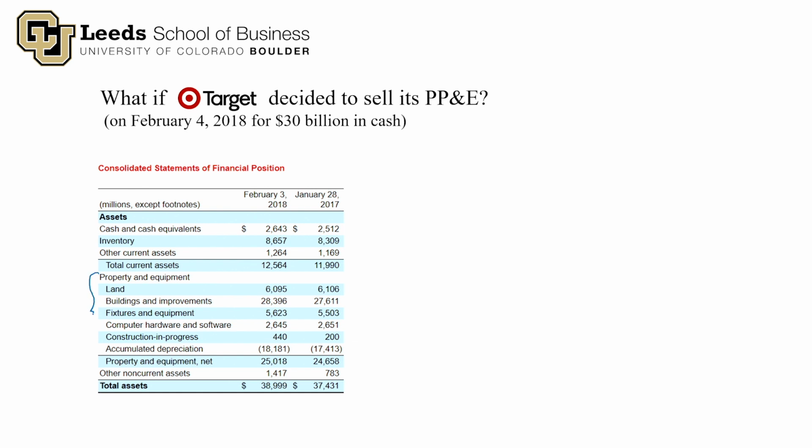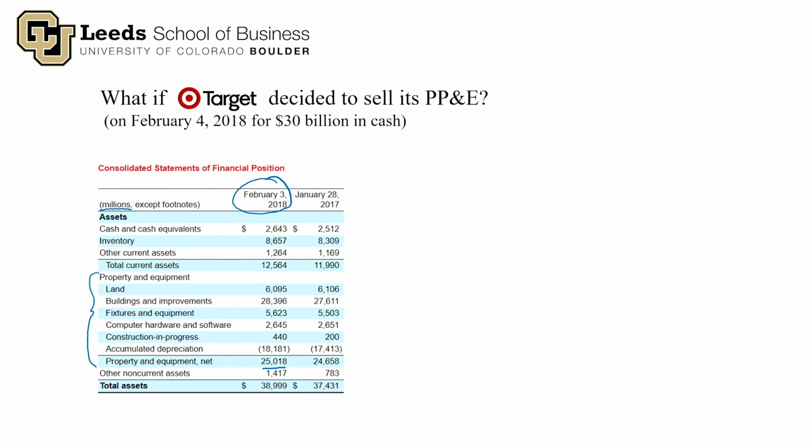Here it is. What I'm showing you is an excerpt of the balance sheet, and all of that is Target's property, plant, and equipment. They have land, buildings, fixtures, computer stuff, construction in process, and all of that stuff has accumulated depreciation on it. What they show on their balance sheet is net property, plant, and equipment of $25 billion. Note that this is in millions. So as of February 3rd, 2018, they have $25 billion worth of PP&E in terms of book value on their balance sheet. They're going to sell it for $30 billion in cash. So hopefully you have some initial intuition here that they're going to have a gain of somewhere around $5 billion.